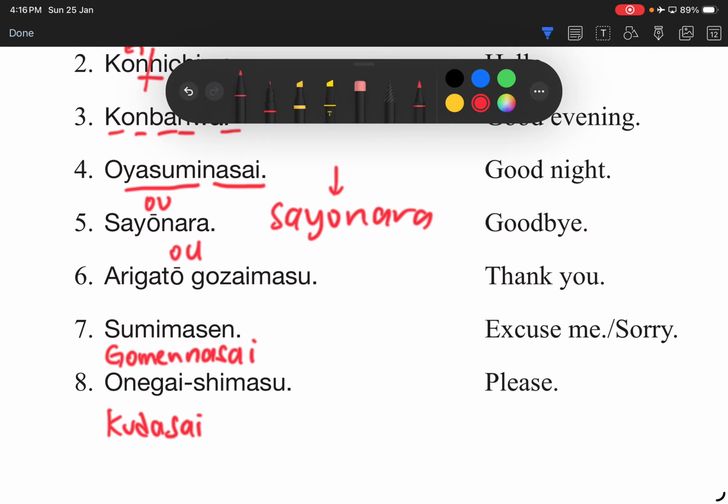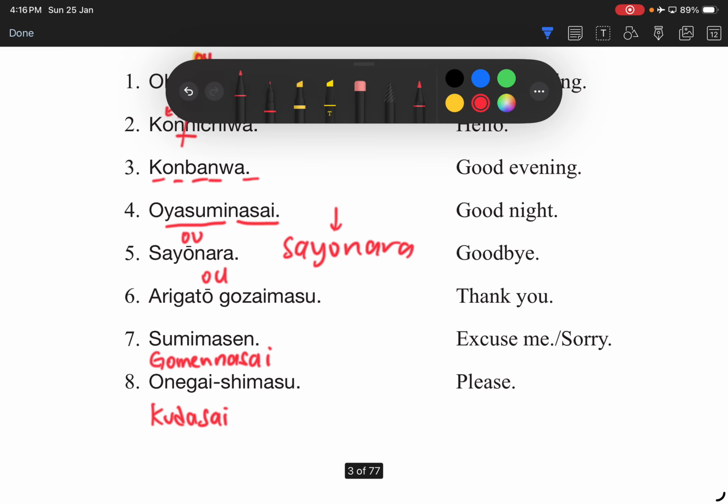You are more of the beggar in this case. So we use onegai shimasu most of the time because we are the beggars. Kudasai can be used, but make sure you know who you are using it with. If the other party is of lower status or lower authority than you, and has to listen to you, then you use kudasai. If the person is higher than you, please try not to use kudasai. The person probably will not fault you, but try not to use kudasai with higher authority people.